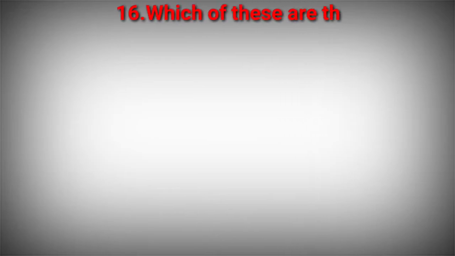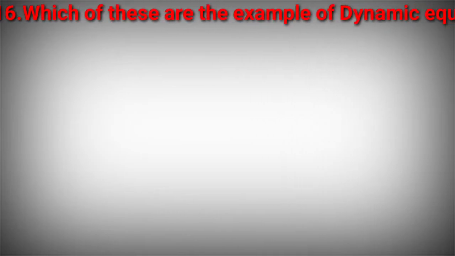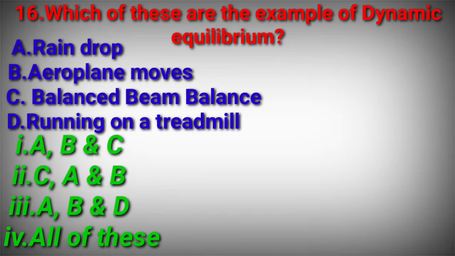Moving to the next question, that is question number 16. Which of these are the example of dynamic equilibrium? Raindrop, aeroplane moves, balanced beam balance, or running on a treadmill. As we know that balanced beam balance is the example of static equilibrium. So except C, all will be the right. So A, B, D, that is option number 3 is the right answer.